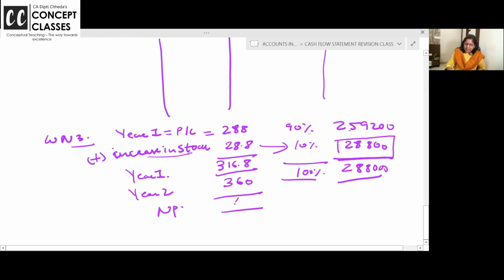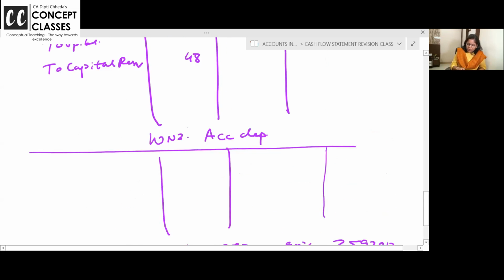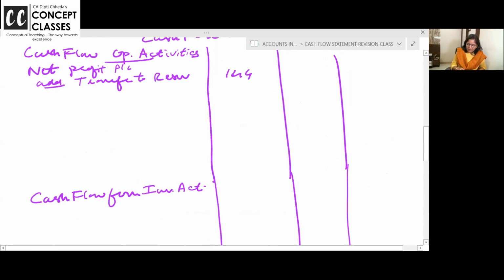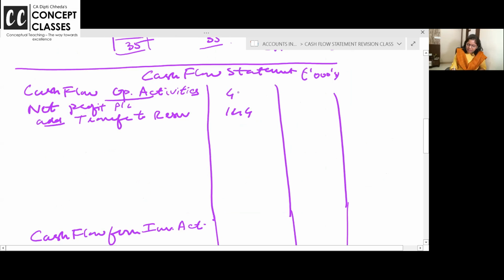Right. 43.2. Now it is correct. Yes. 43.2 we will take here. Net profit as per P&L account 43.2. Reference working note 3. Working note 3. और स्टॉक की वैल्यू भी बढ़ेगी. That I will come when I come to current assets. Are you all with me?